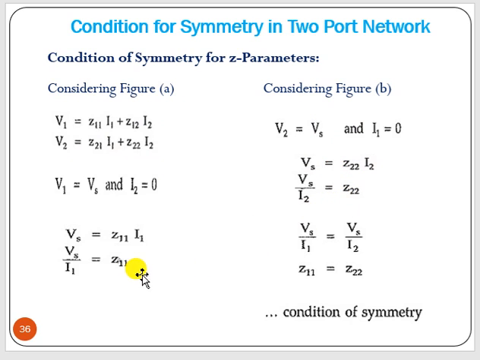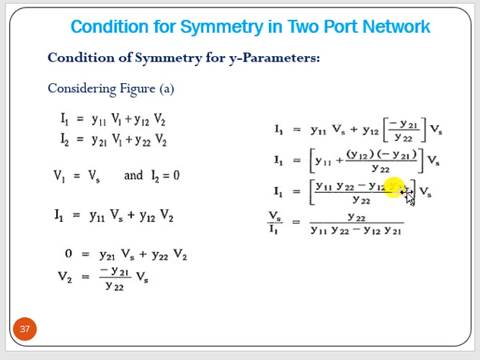That means what? Condition of symmetry is Z11 must be equal to Z22. Okay. Now say for Y parameter also, V1 equal to Vs, I2 equal to 0. Now we can put V1 equal to Vs here, I2 equal to 0. So that is in the second equation. From the second equation we can find out the V2 value and put it into this particular equation. Then we can find out Vs by I1, what is the value.